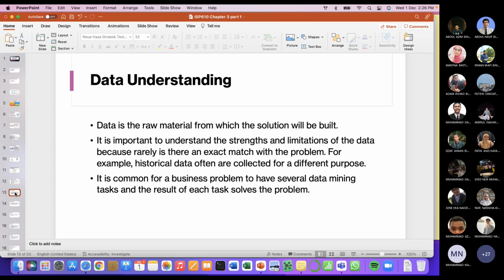So for example, here historical data are often collected for a different purpose. So when we collect for a different purpose, nak guna untuk benda lain, some of it mungkin tak match and some of the variables that we need tak ada dekat dalam data tu. So tu yang nak kena tengok balik. So it is common for a business problem to have several data mining tasks and the results for each task solve the problem.